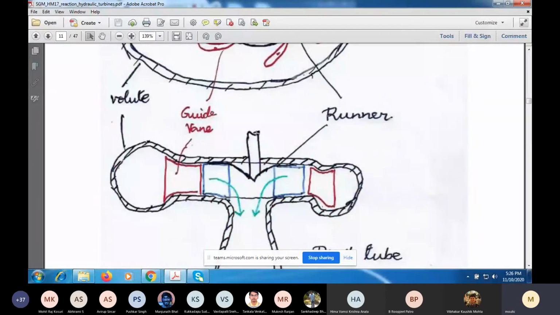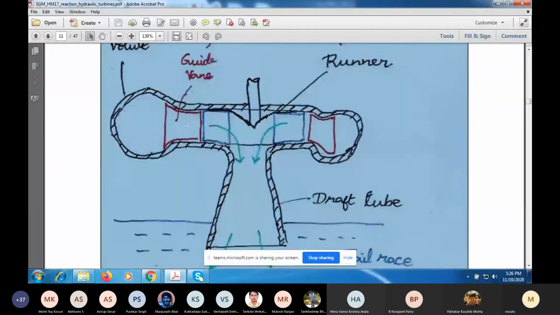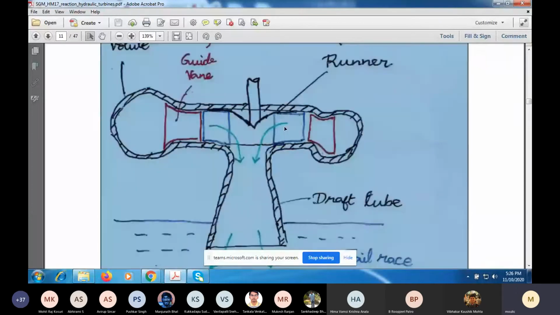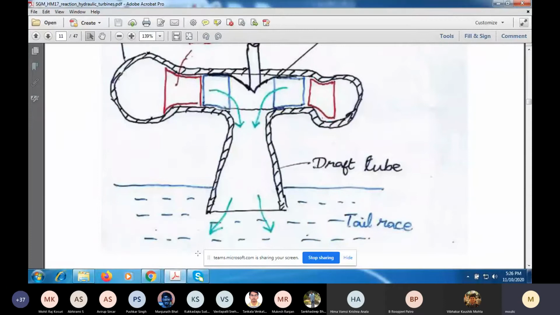Now this is the other view. I've shown it in a bigger view. Okay, so these are the guide vanes in red, and these are the runner blades in blue. Okay, and the green arrow is the direction of the flow. So the fluid will enter radially this way and this way. Okay, and it will turn and go out axially, downwards, and then into the tail race.